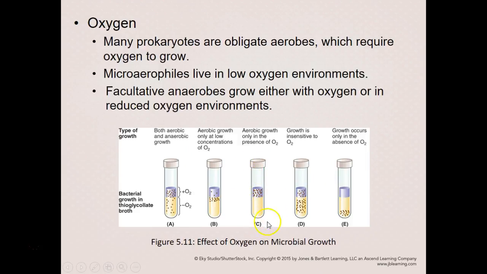So in this C here, this is an organism that grows with oxygen and cannot grow without oxygen. This is called an obligate aerobe. They need oxygen to survive. If there's no oxygen, they will not grow.